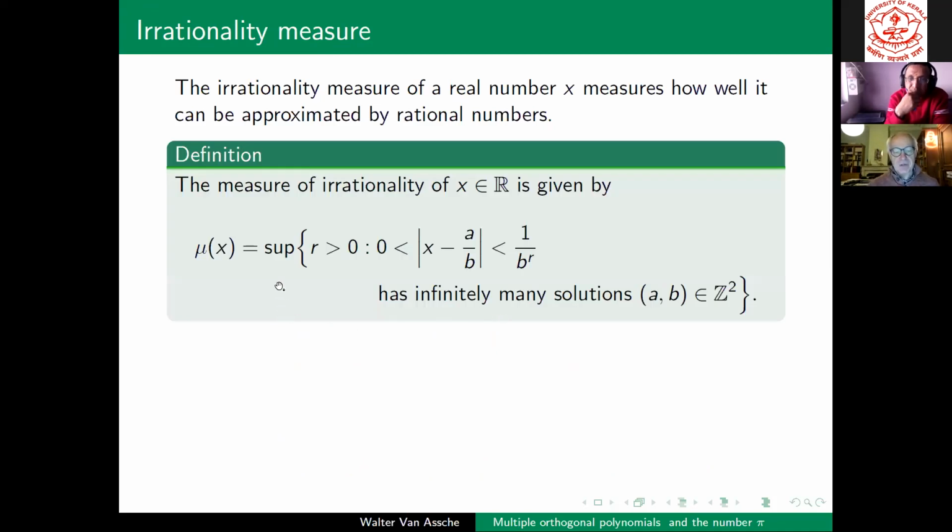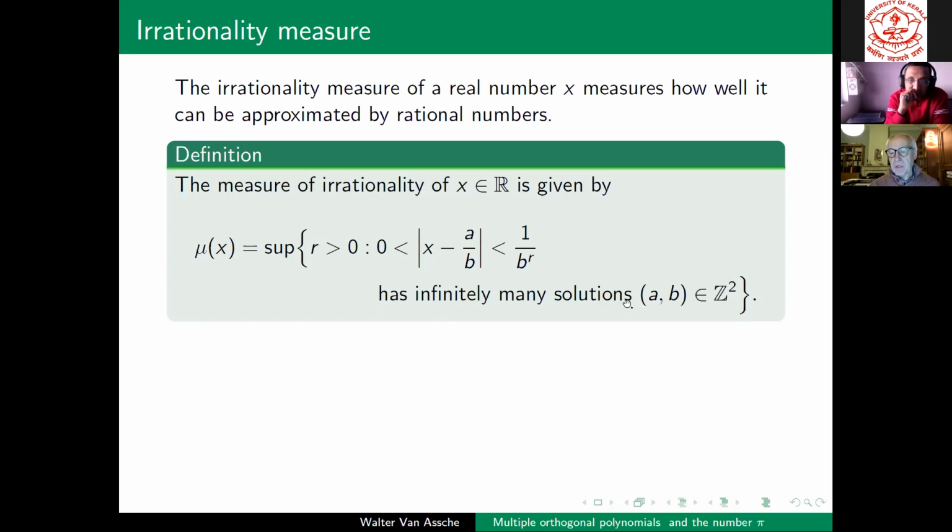And here's the definition. We call it mu of x if x is a real number. So you want to approximate x by rational numbers. The approximation should not be exact. It's a strict approximation. And it must be bounded from above by 1/b to the power r.